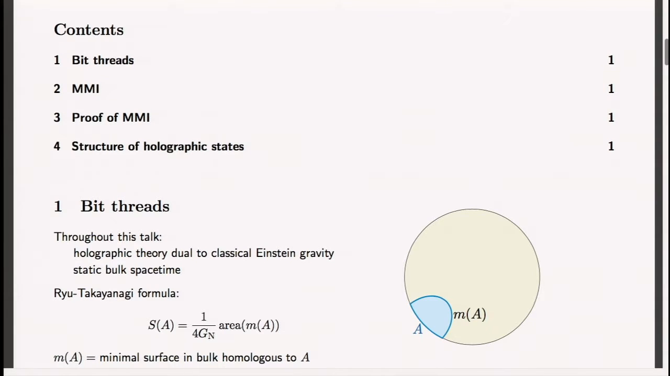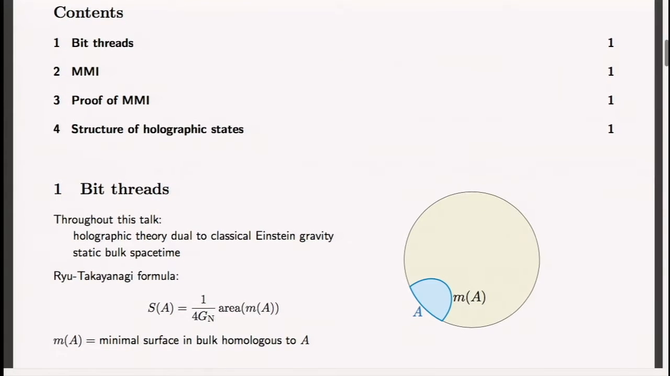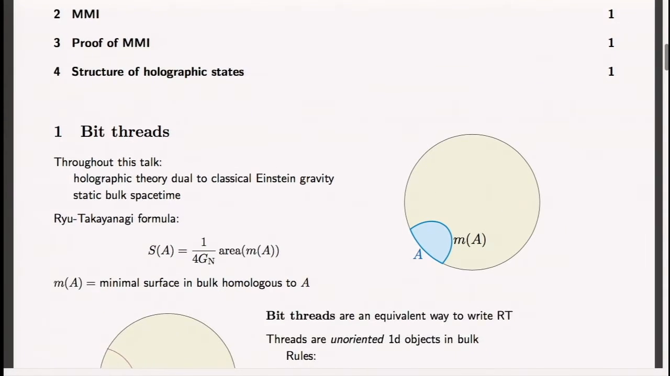All I'm going to do now is rewrite that same formula in a different language. To do that, I introduce these objects called bit threads. A bit thread is just a one-dimensional object in the bulk. Again, in this whole talk, I'm working on a constant time slice. It's an unoriented one-dimensional object.